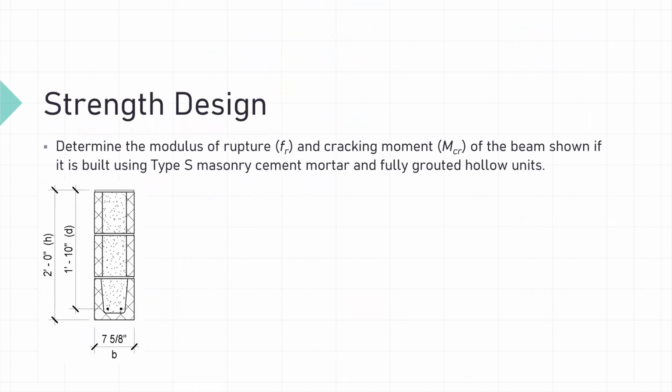So if we wanted to figure out our modulus of rupture and our cracking moment for the beam shown below, a 3-course lintel, our depth is 20 inches, and we're using type S masonry cement mortar and fully grouted hollow units. We can do that pretty quickly and easily. So usually type S is what we are using for our structural or load-bearing type walls.